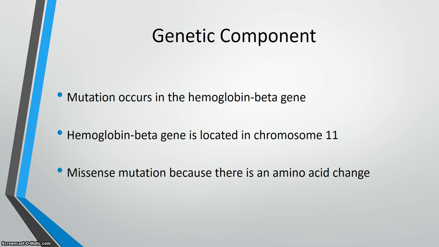So the way sickle cell anemia occurs genetically is that a mutation occurs in the hemoglobin beta gene, and this gene is located in chromosome 11. Now, the specific mutation actually occurs as a missense mutation, and basically there's an amino acid change that causes the disease to take place.